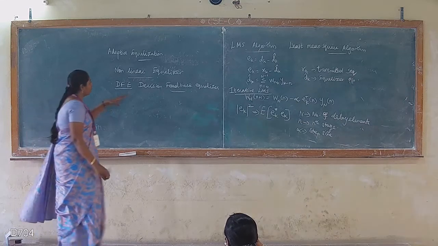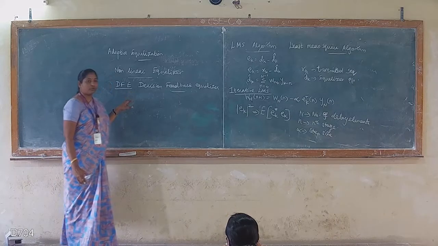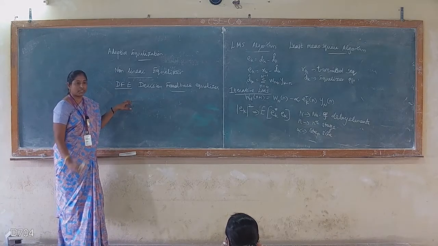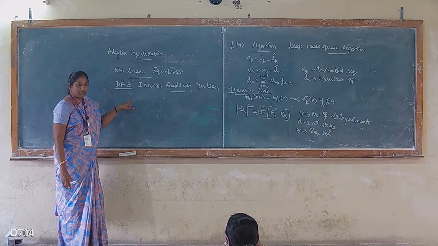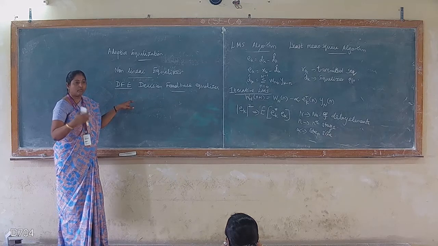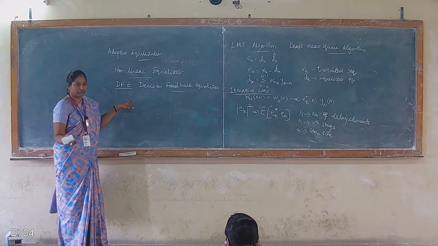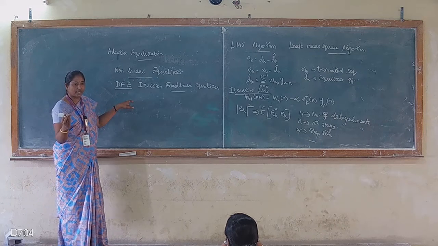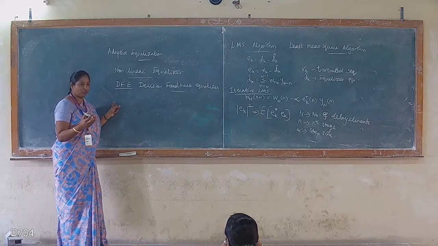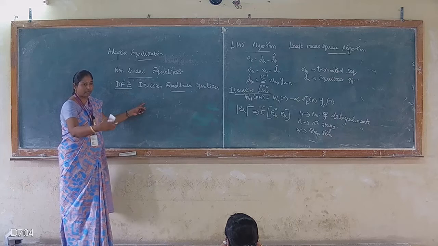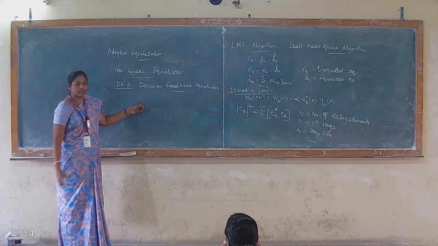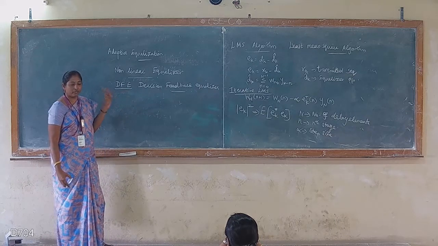Okay, what is the main principle of DFE? First, we take the decision on the current symbol. Using that decision, we calculate how much ISI it will create in future. That amount of ISI, we subtract from the input. After that, we take the decision for the subsequent symbols. So that is the main principle of DFE.